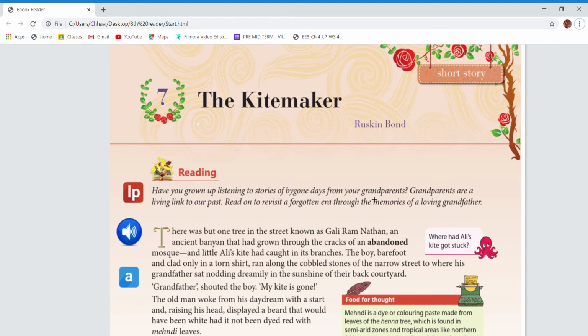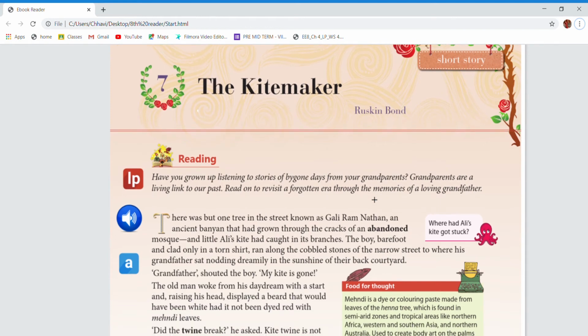Let's begin with the explanation of this chapter, The Kite Maker, by Ruskin Bond. This is part 2. In part 1, we have understood the plot, theme, and message about the characters. Okay, let's continue now and begin with the explanation.